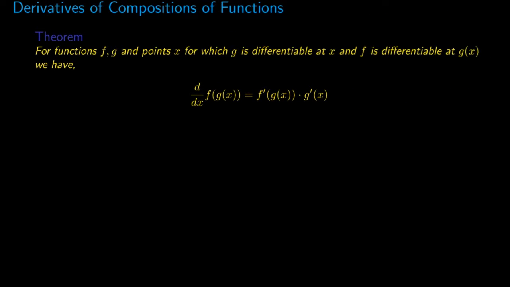So the following theorem helps us determine how to take derivatives of compositions of functions. For functions f and g and points x for which g is differentiable at x and f is differentiable at g of x, we have the derivative of the composition of functions f of g of x is equal to f prime of g of x times g prime of x.